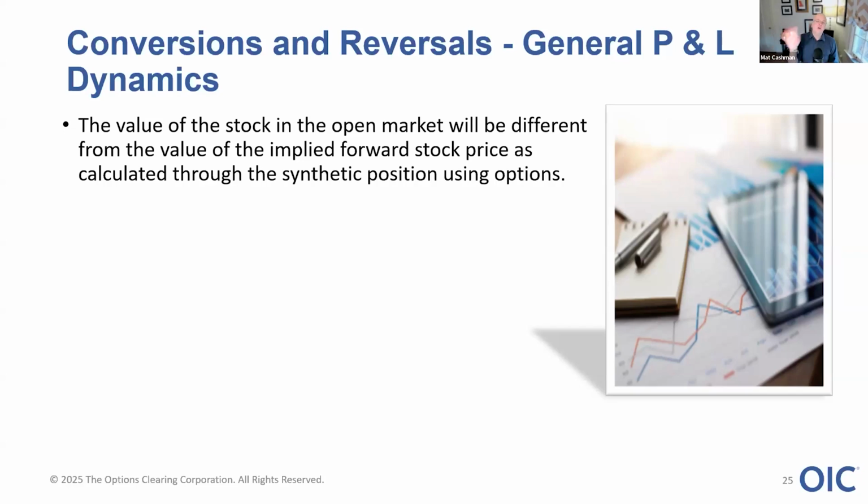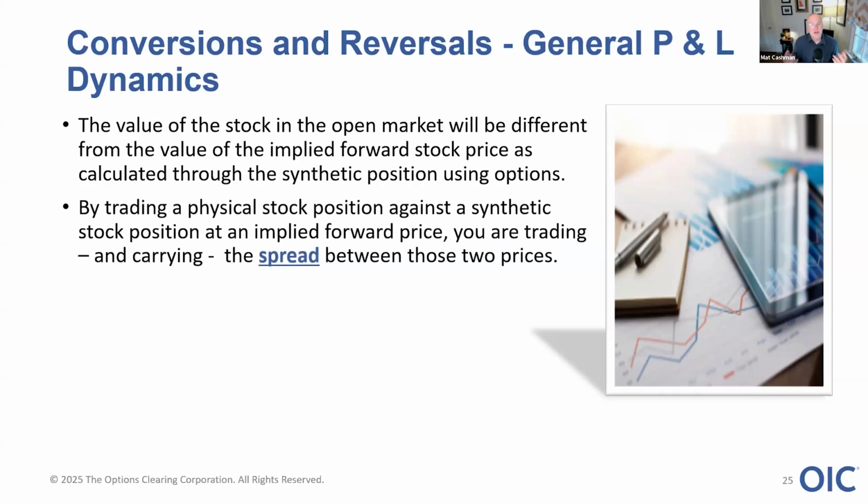The value of the stock in the open market, the actual physical stock, is going to be different most of the time from the value of the implied forward. Those two prices are usually going to be different. Now, what does that mean? That means that if you're trading one of them versus the other, you are creating a spread trade between them. And for as long as you carry both of those, you're carrying the actual spread between them. That's part of the reason why conversions and reversals are often talked about as a spread trade. They're basically three-legged spreads: calls, puts, and stock. Just like we talked about at the beginning when we were talking about put-call parity.